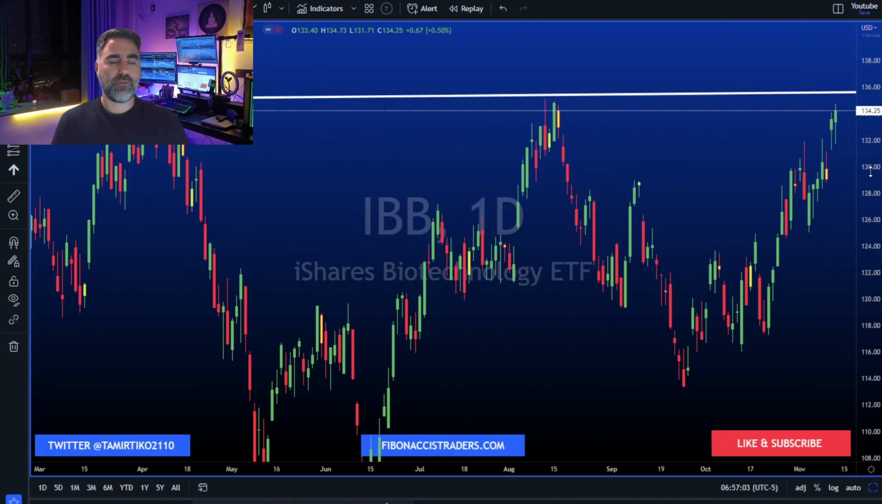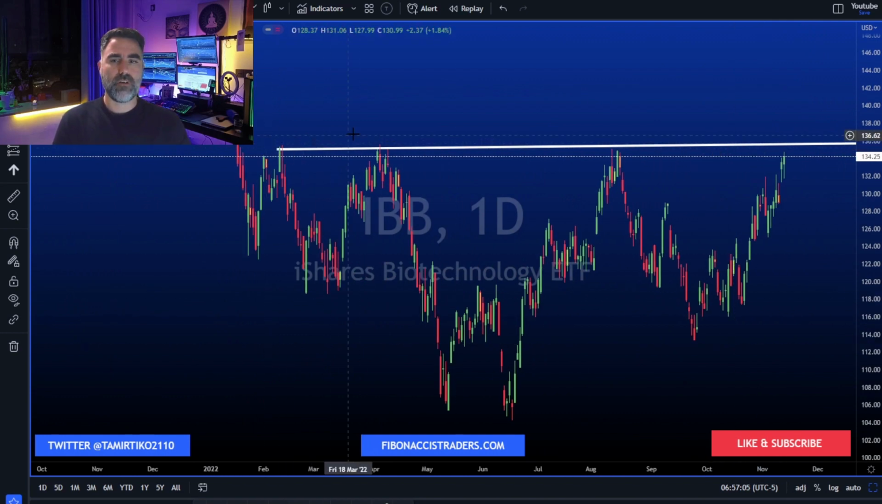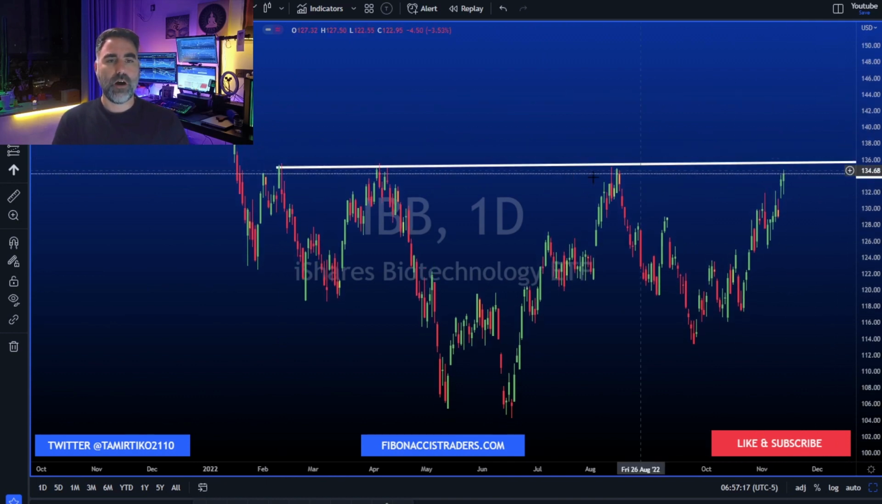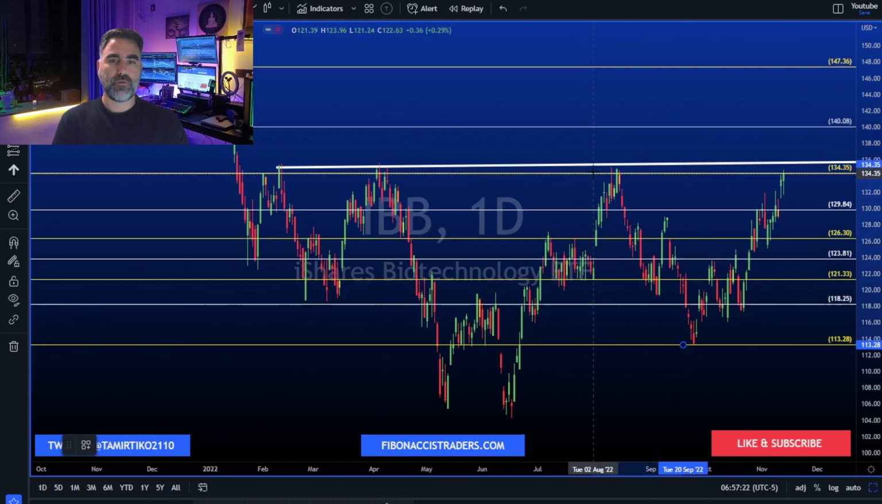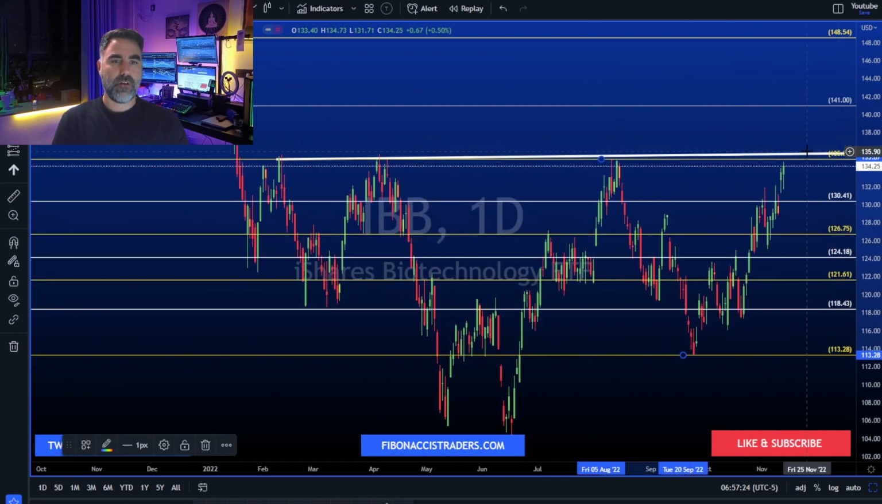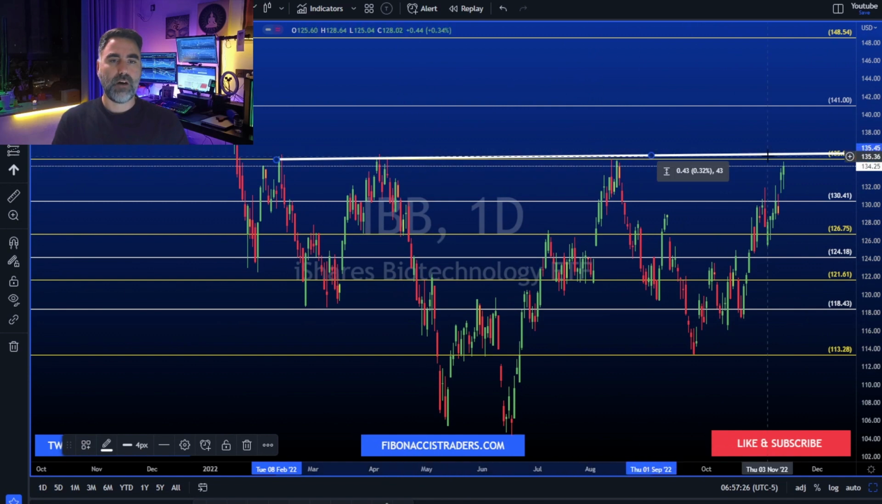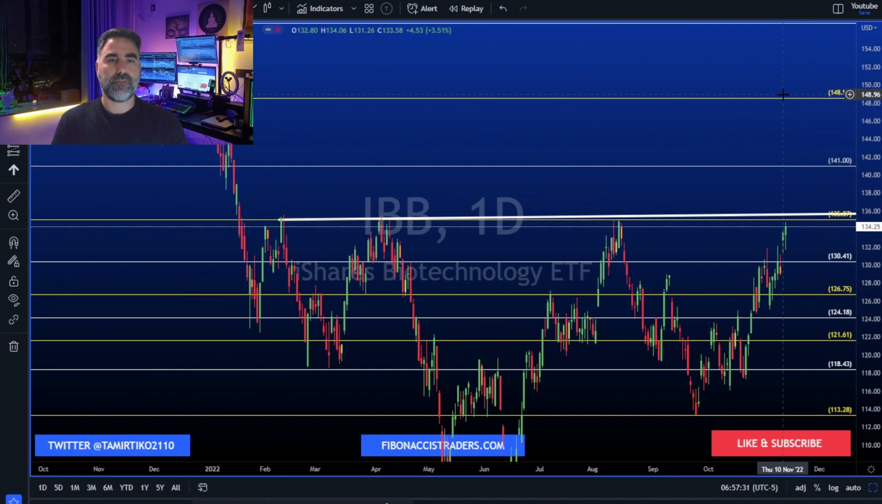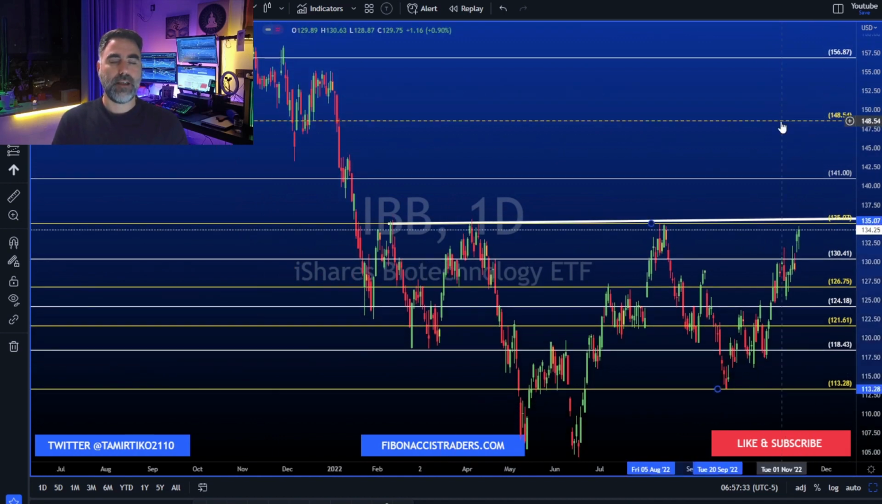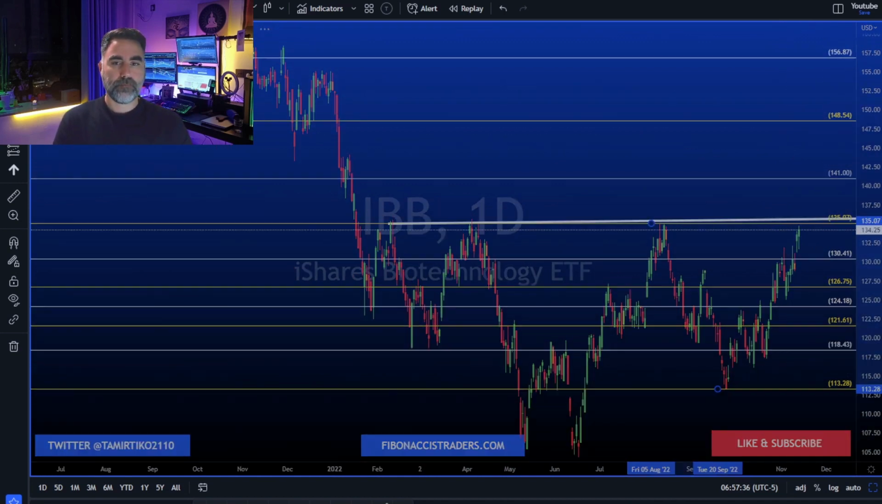IBB, an ETF that we are following, and we are looking for a break above this 135 area. We see slightly higher highs. This trend line helps us to identify the higher highs, so long above this area. We take Fibonacci, swing low, swing high, and if price gets above this trend line, 141 and 150 are the next levels to the upside.